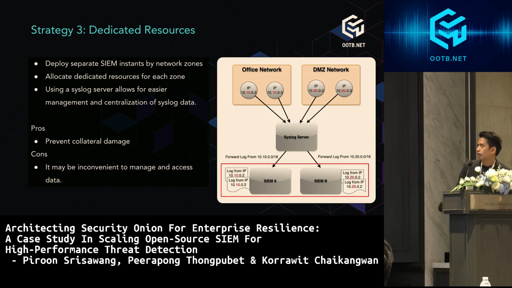Okay, strategy 3 is dedicated resources. We dedicate resources to each network zone, which helps to separate the resources. The advantage of this way is that it prevents collateral damage when your system is attacked, because it's not all down, only the tenant that was attacked is affected.